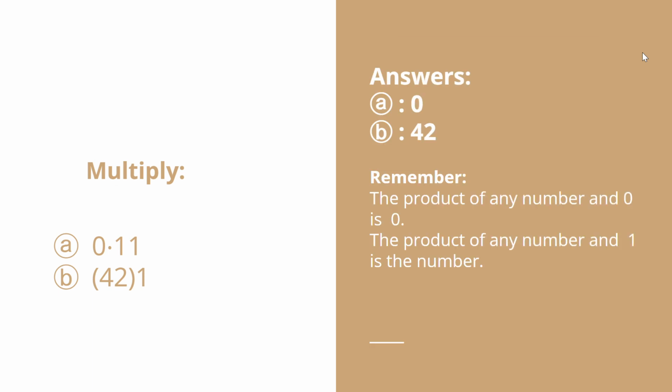Now you can try to multiply 0 times 11 and 42 times 1. For these two, I will give you 10 seconds to answer. Okay, time's up. The answer for the first one is 0, and for the second one is 42. Just remember, the product of any number and 0 is 0. The product of any number and 1 is the number.